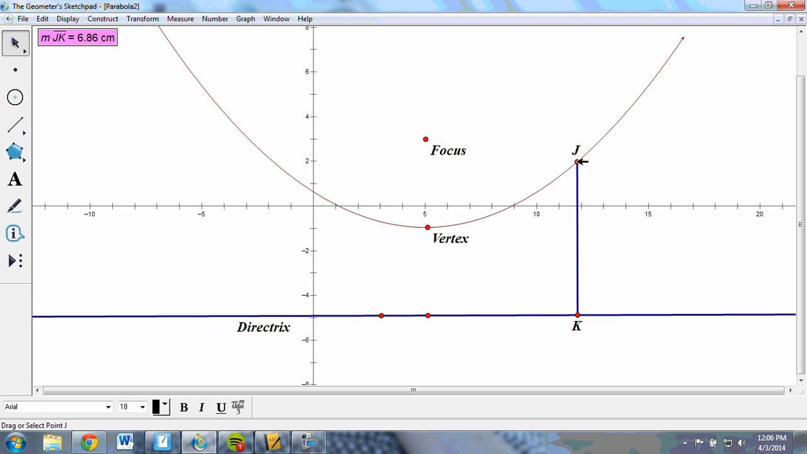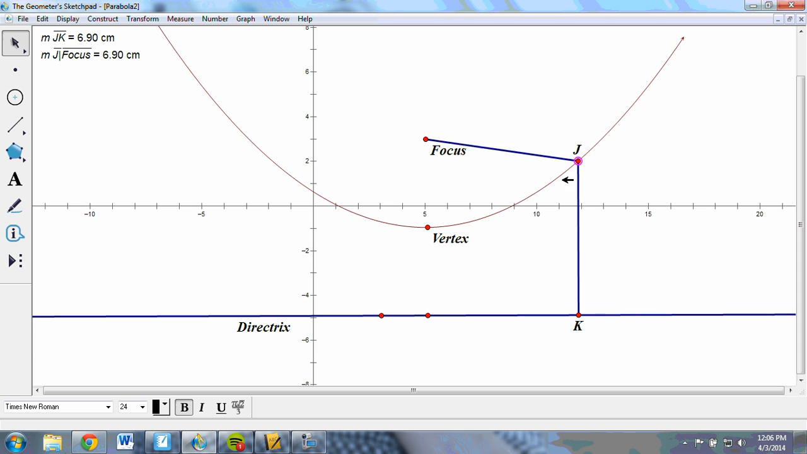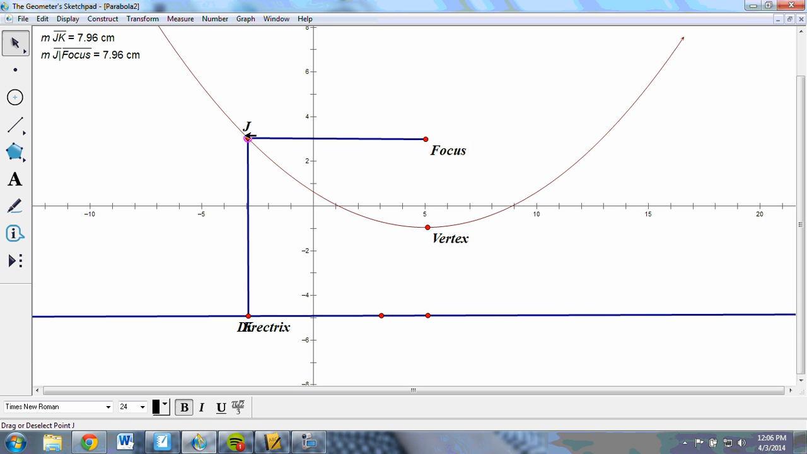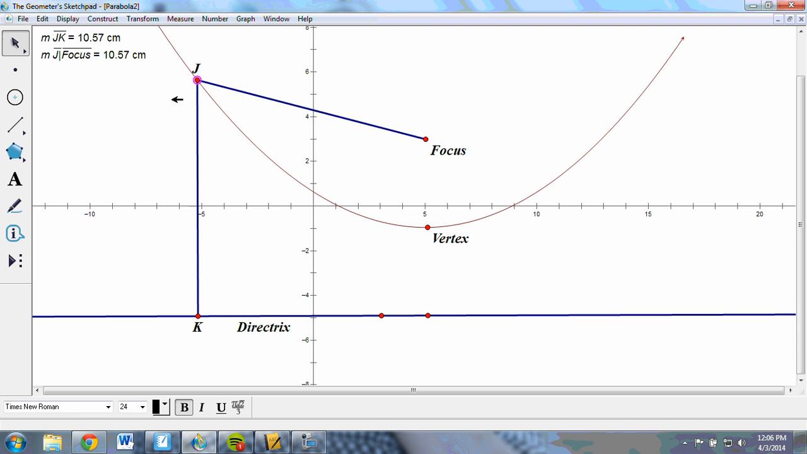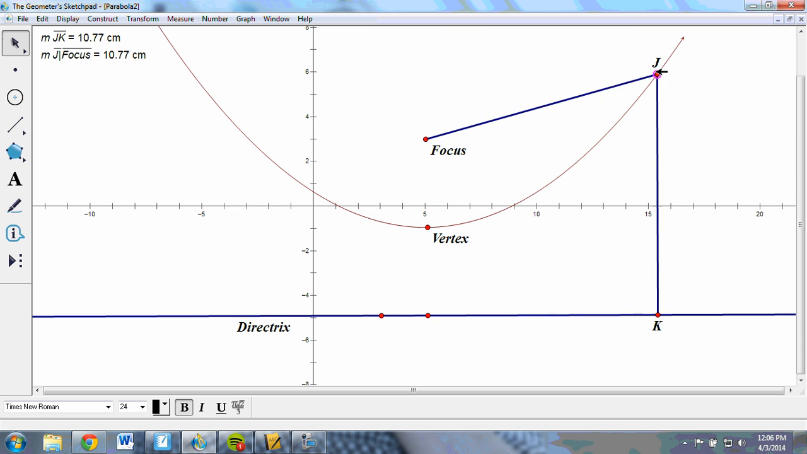If I measure the distance from here to here, well, I'll connect the segment first. If I measure this length, it's the same. And wherever this side moves, these side lengths are the same. A parabola is every point that is the same distance from the focus as from the directrix line. All these distances, focus to J and J to K, are the same. It's the main idea behind the construction of a parabola. That's sort of how we discovered them.